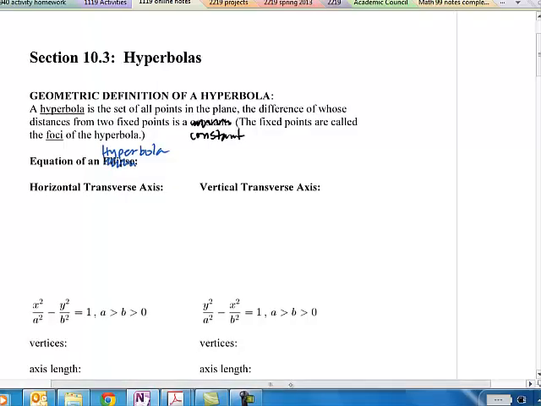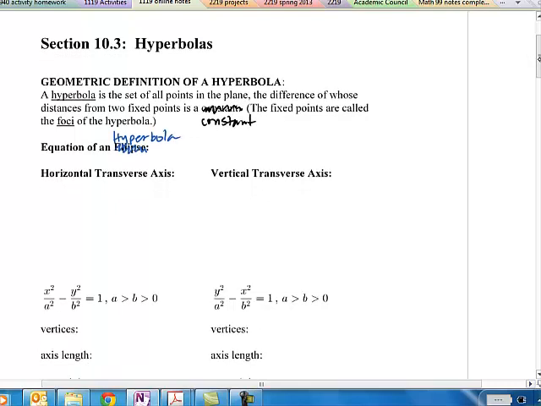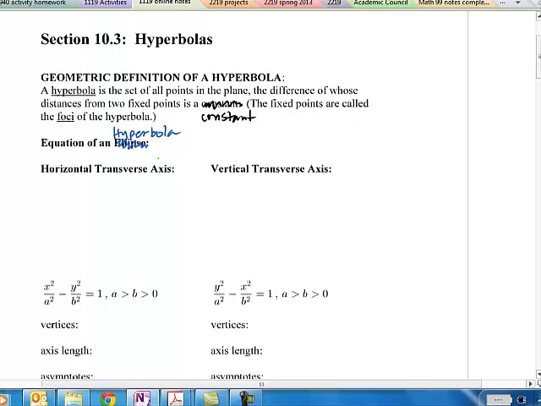So in this video, we're going to talk about hyperbolas. And the geometric definition of a hyperbola is similar to the definition for an ellipse, with one difference. A hyperbola is the set of all points in the plane, the difference of whose distances from two fixed points is a constant. And just as they were in an ellipse, the fixed points are called the foci of the hyperbola. So in an ellipse, this word "difference" was replaced with "sum." That's the only change in the definition.